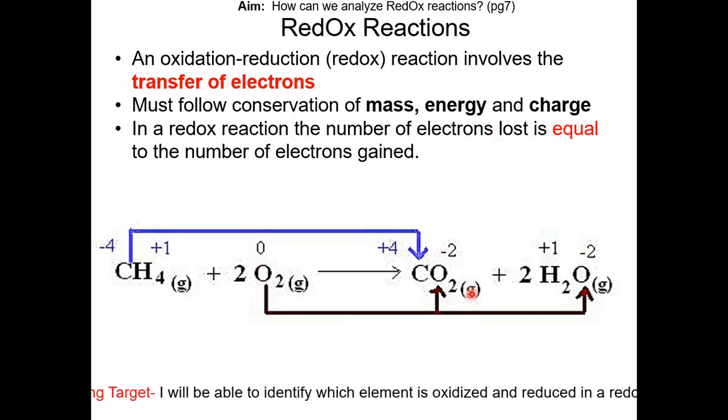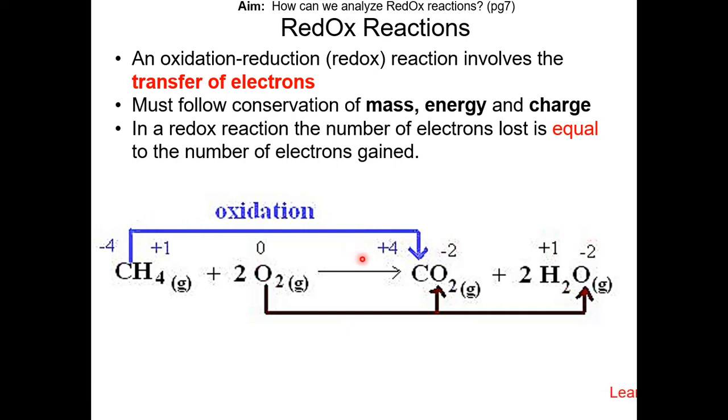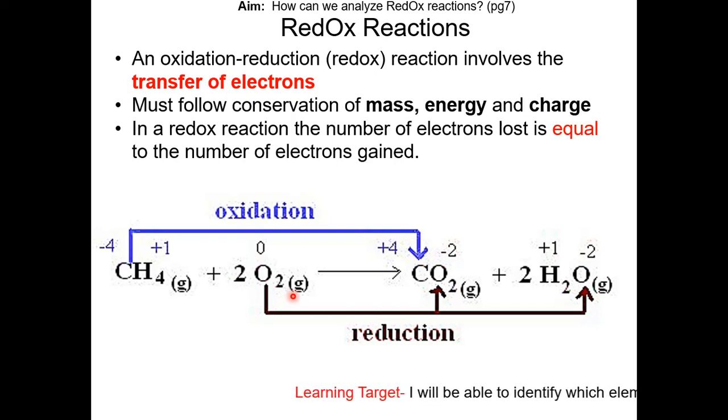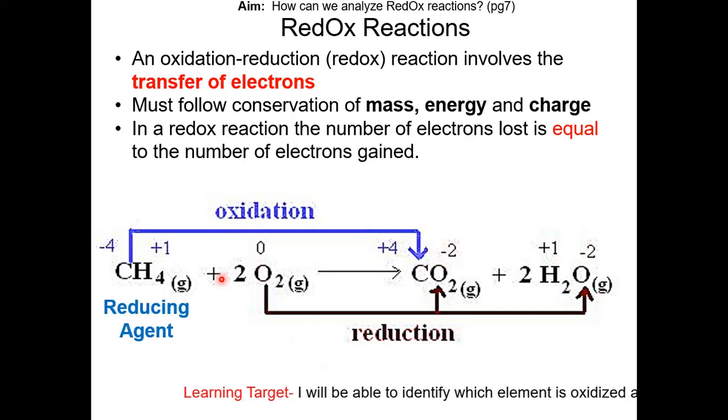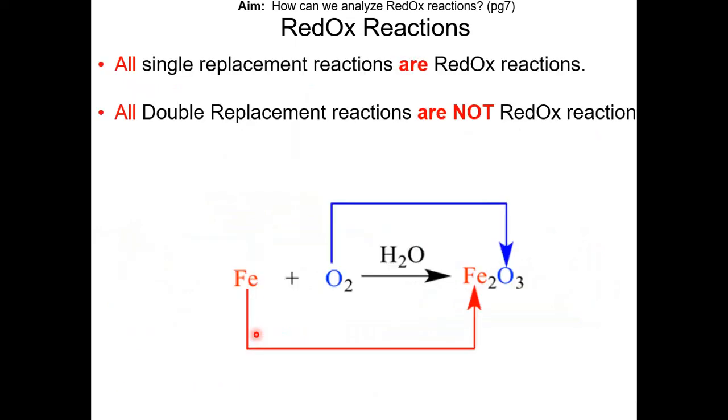In this redox reaction, carbon is being oxidized. It goes from an oxidation number of -4 to +4. It lost 8 electrons. Oxygen is being reduced in this reaction. There are 4 oxygen atoms. Each one gains 2 electrons. The oxidation number goes from 0 to -2, so a total of 8 electrons gained. This is the reducing agent, and this is the oxidizing agent in this redox reaction.